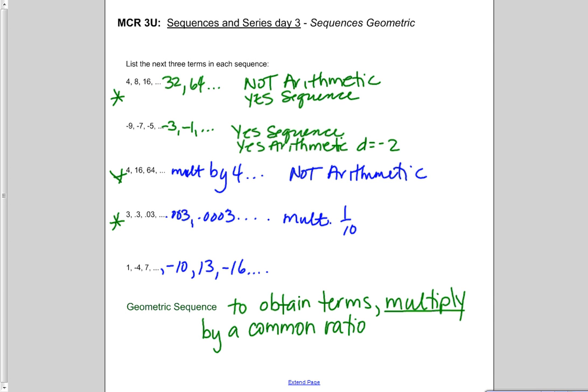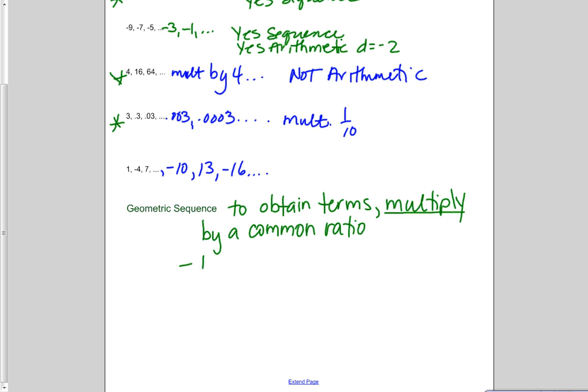In arithmetic, we added a common difference. For geometric, we are going to multiply by a common ratio. To find that ratio, we would divide any term by the preceding term, or by the term before.